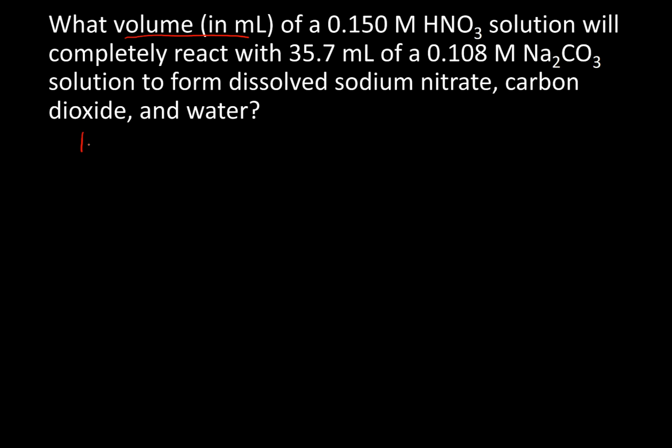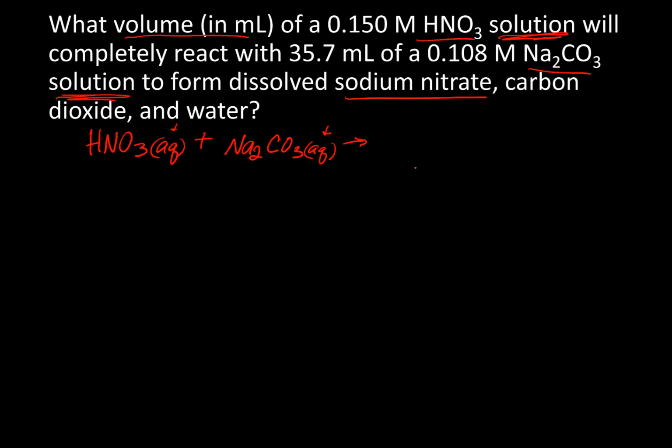So you're told that you've got nitric acid, HNO3. This is an acid that's dissolved in water, and that is reacting with sodium carbonate, which is also dissolved in water. And you know they're dissolved because what you're told is you have a solution of nitric acid and a solution of sodium carbonate. That's how I know to put these aqueous subscripts for the state or the phase of these two chemicals. And then what's being formed is sodium nitrate.